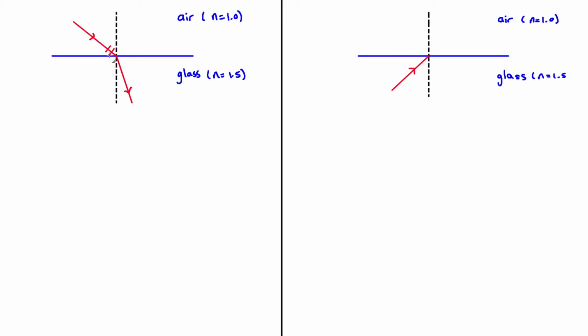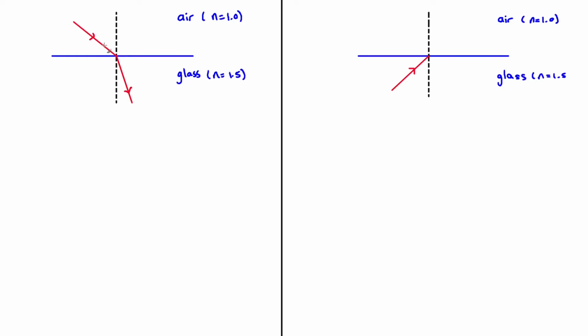Basically this side of the wavefront hits the glass first, slows down. This side of the wavefront here is still travelling at full speed, and that means it's going to get skewed around. This side is going to sort of overtake this side, and it's going to end up bending this way, like that. Now we can calculate the angle of refraction using Snell's law.